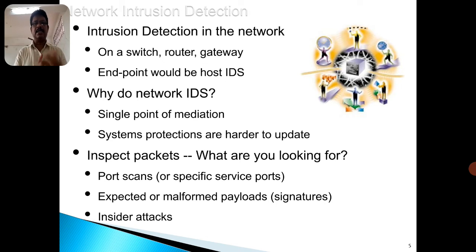So why do we use a network intrusion detection system? Because it is a single point of mediation. The next reason is that system protections are harder to update. We can choose the IDS in the network because in a normal network system there is a single point of mediation. Every time we have to manually observe the system and its security controls, and if any security controls are not updated, we update them manually.